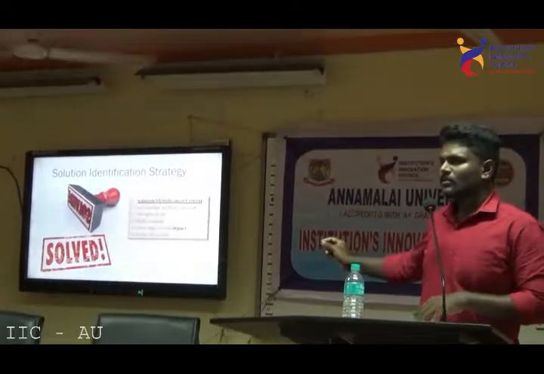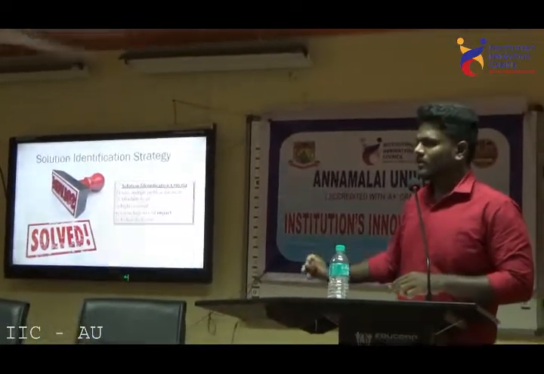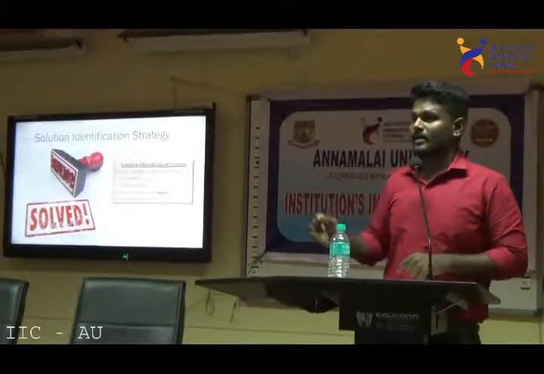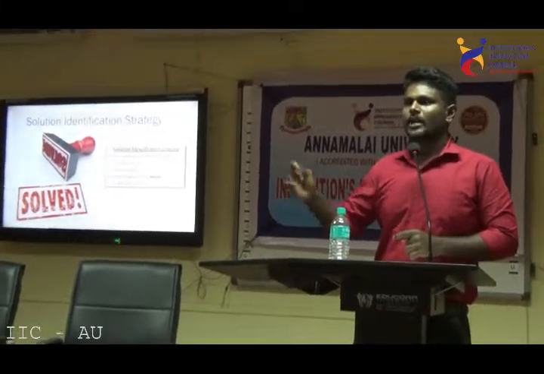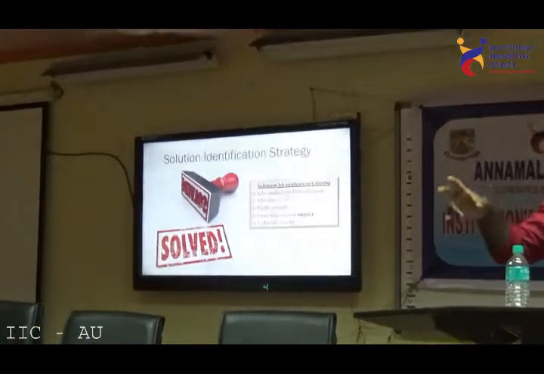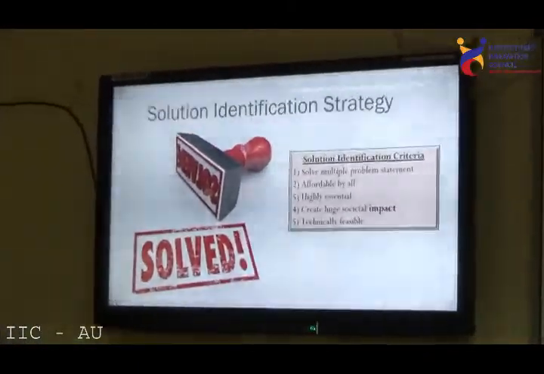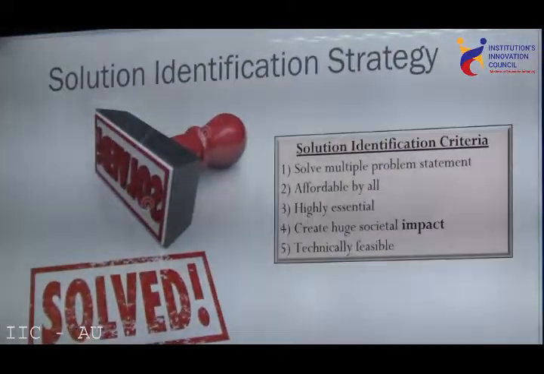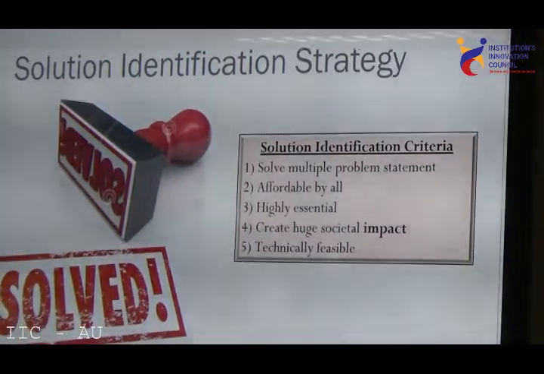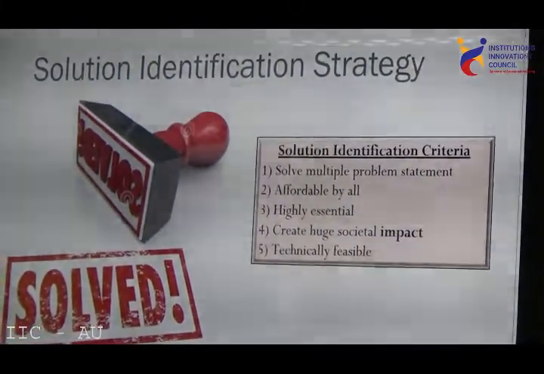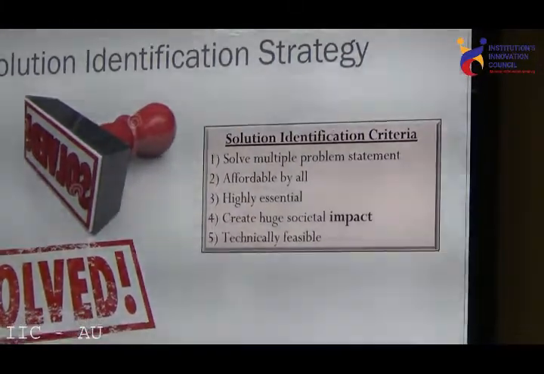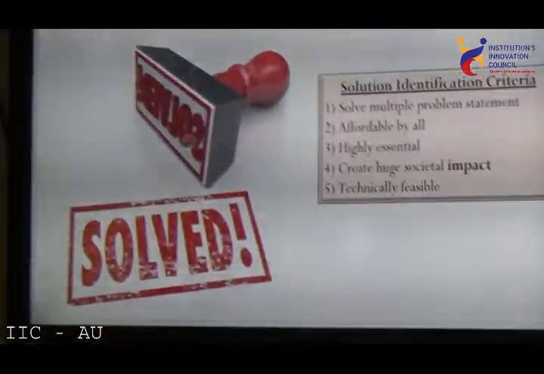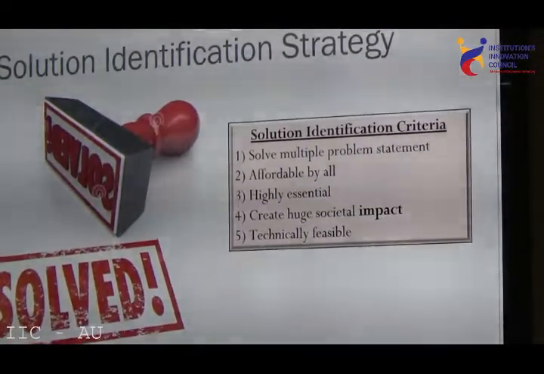These are the methods of the solution identification strategy. First, your product should solve multiple problem statements. The next one is that it should be affordable to all, whether lower-income or upper-income people. Next, it should be highly essential, needed by everyone. Next is creating social impact: it should create a high social impact for all people, and your product should come under the five types of categories. The next one is technical feasibility: it should not be reverse engineering.